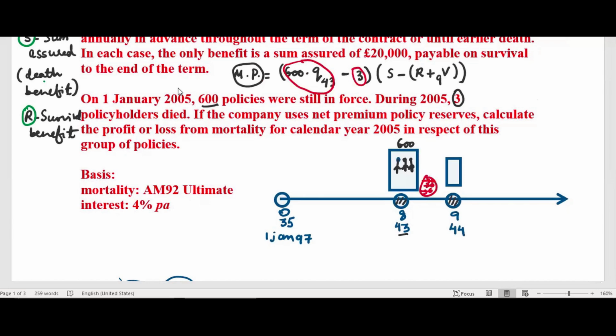And the mortality profit we found here. Now I want to use the general formula. If you use the general formula as well, there will be no change, because there is no R anyway here. This is a pure endowment, R0, S0.